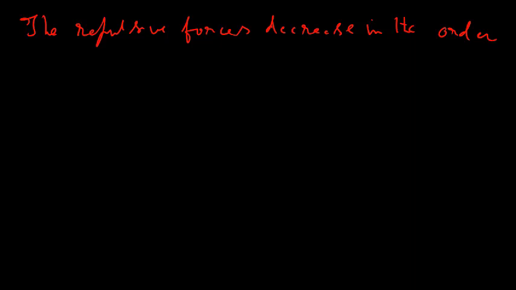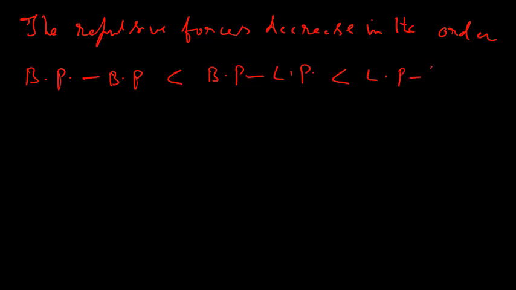The repulsive forces among the electron pairs decrease in the order of lone pair-lone pair, then bond pair-lone pair, then bond pair-bond pair. BP means bond pair. That means among the lone pairs the repulsive forces are maximum, followed by bond pair-lone pair, and followed by bond pair-bond pair.